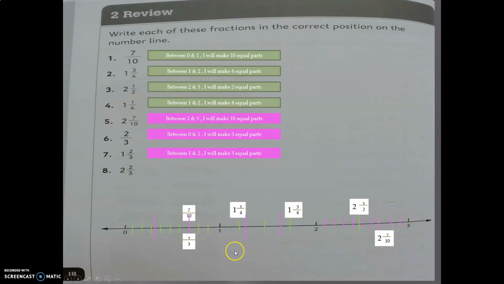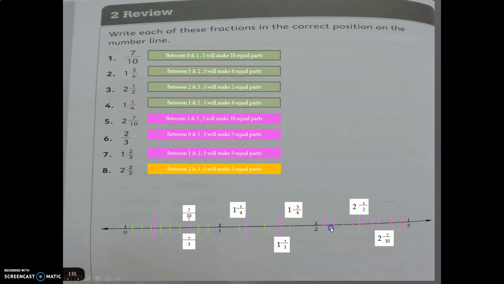So I will move from 1. The first part is 1 out of 3. The second part will be 2 out of 3. So now here, I can put 1 and 2 over 3. And it is still less than 2. Let's go to the last mixed number, 2 and 2 over 3. 2 and something. So this fraction should be located where? Between 2 and 3. And I need to cut the area between 2 and 3 into how many equal parts? Look to the denominator, 3 equal parts.